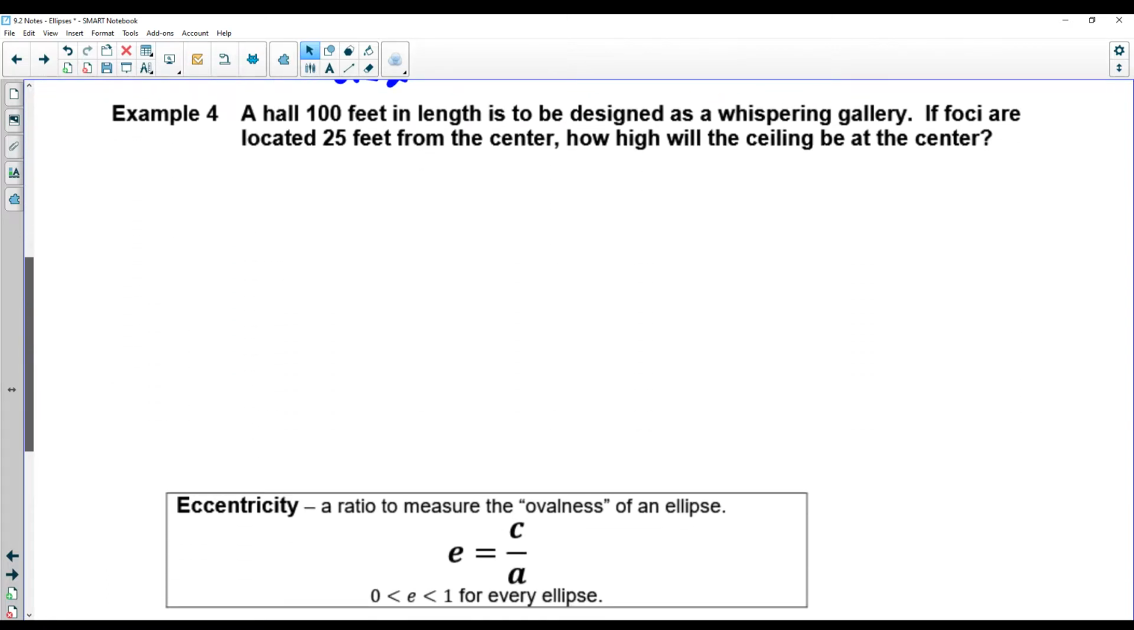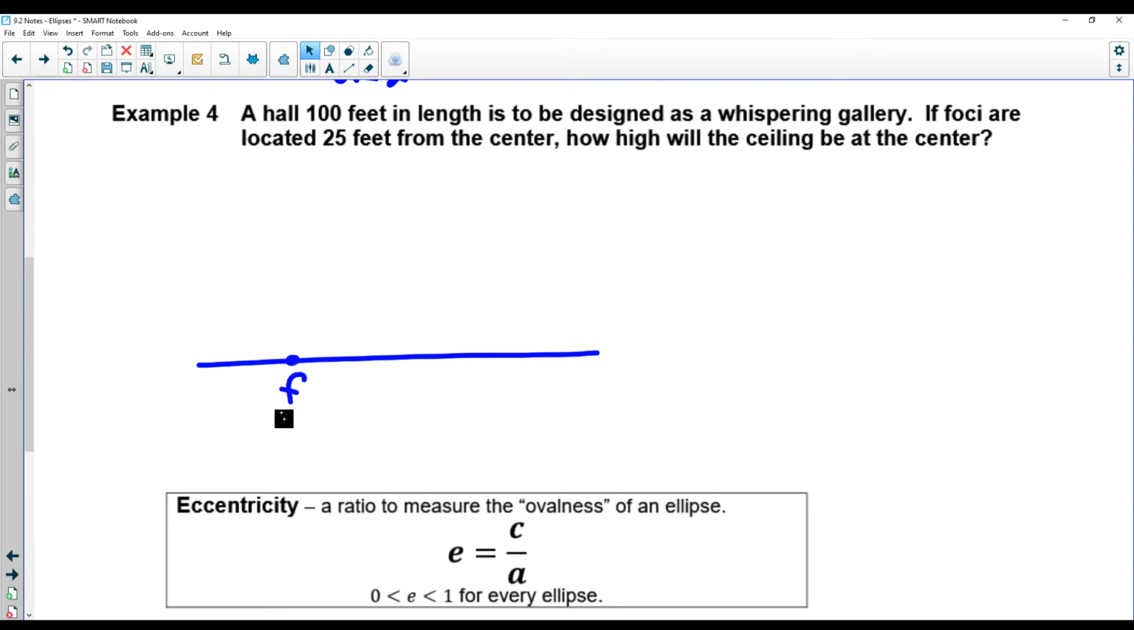All right, so last one, we got example 4. You've got a hall that is 100 feet in length, designed to be a whisper gallery. So you guys might have experienced this before in the Capitol building when you took your 8th grade trip. So it's 100 feet in length across. All right, the foci are located 25 feet from the center.